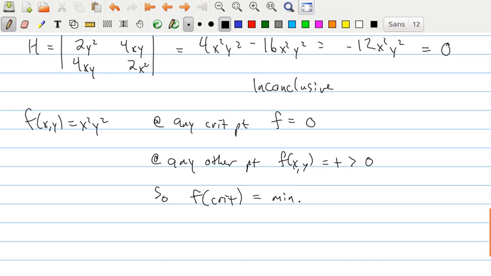Now this is kind of a fluke, this doesn't always happen, but those are the three cases we can fall into for the second partials test.